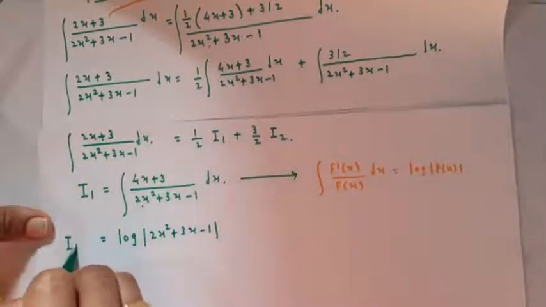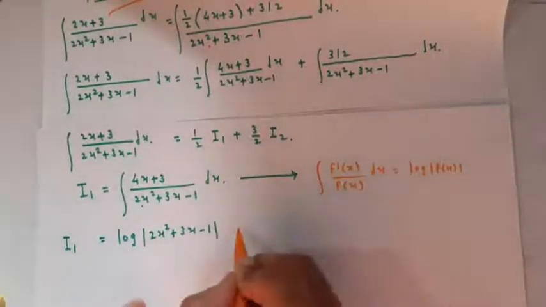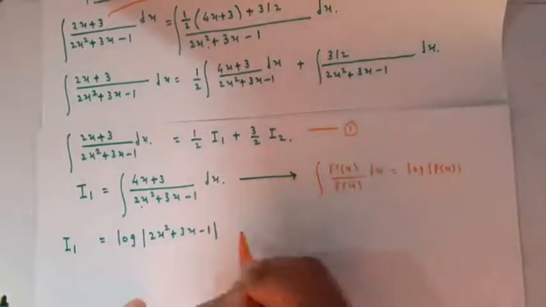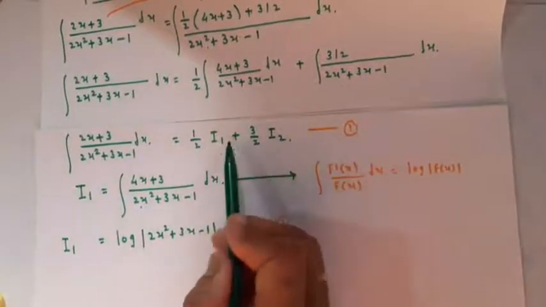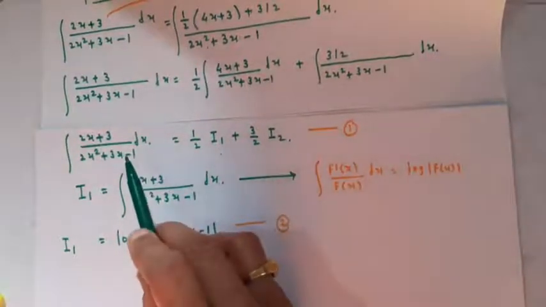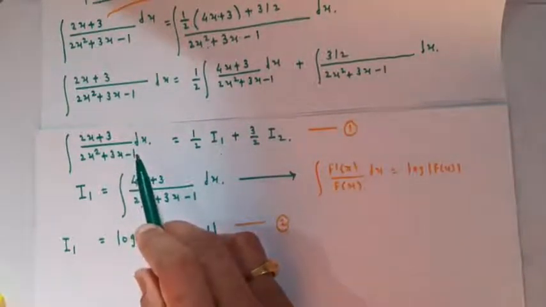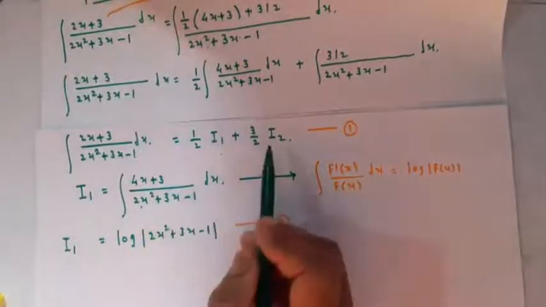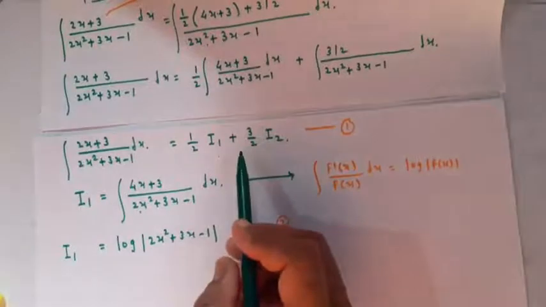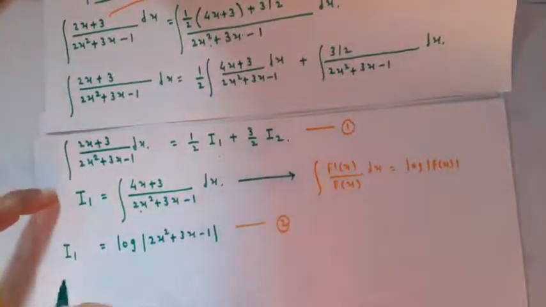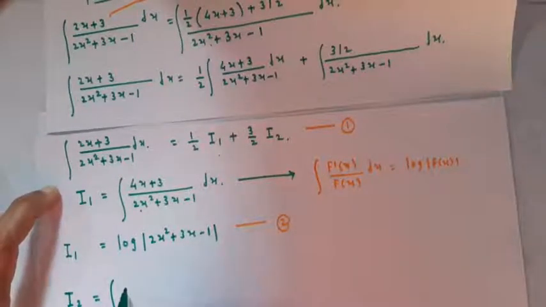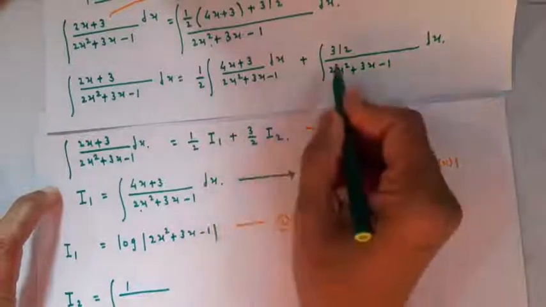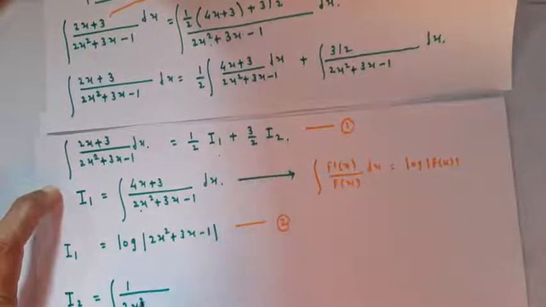This is integration I1, and this is I2. At last we will put the value of I1 and I2 here, and then we will complete the integration of the given problem. Now the second term, that is integration I2. So let us consider I2 equal to the integration of 1 upon 2x square plus 3x minus 1 with respect to x.